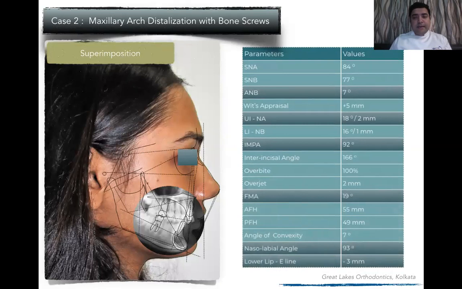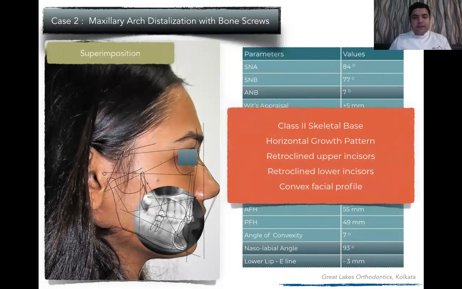Now, we have the values once we superimpose the tracing of the lateral cephalogram on the photograph. We find that the ANB angle is 7 degrees. So it's a proper class 2 case. The upper incisors are retroclined. The lower incisors are almost normally inclined. The FMA is 19, which shows that the patient is a horizontal grower. The nasolabial angle is obtuse, so we would be very cautious if at all we want to extract in this case.